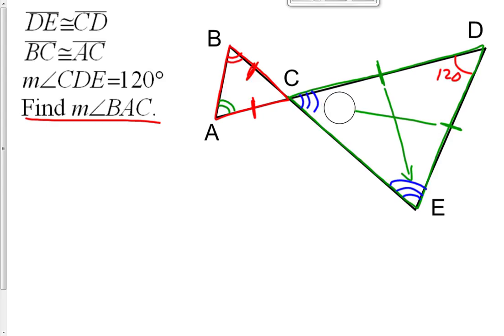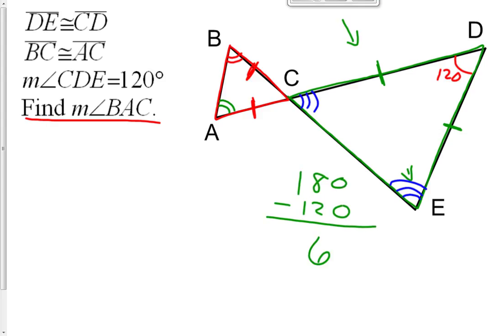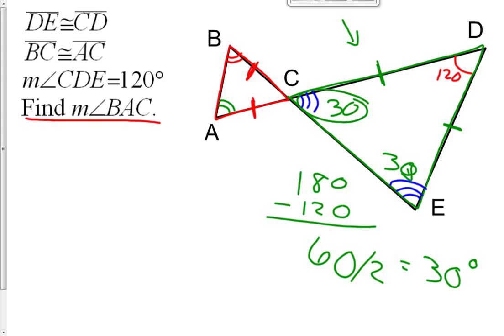Now, let's fill in all these angles. There's 180 degrees in a triangle. So in this green triangle over here, 180 degrees, but we got to subtract the vertex angle of 120. That means there's 60 degrees left. So angle C and angle E, there's 60 degrees between the two of them. So that means each of them has to be 30, right? If you divide 60 by 2, it equals 30 degrees. So now we know the measure of angle DCE is 30 degrees. And notice angle BCA is a vertical angle, and vertical angles are congruent, so that's also 30 degrees.